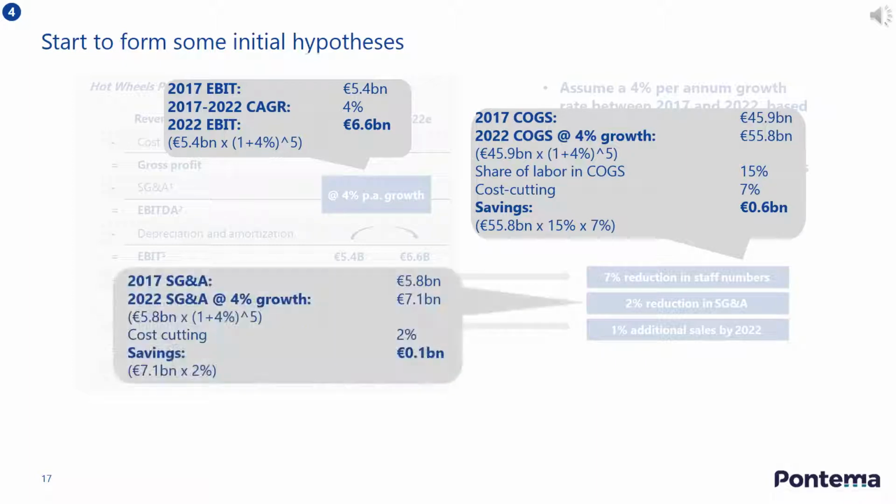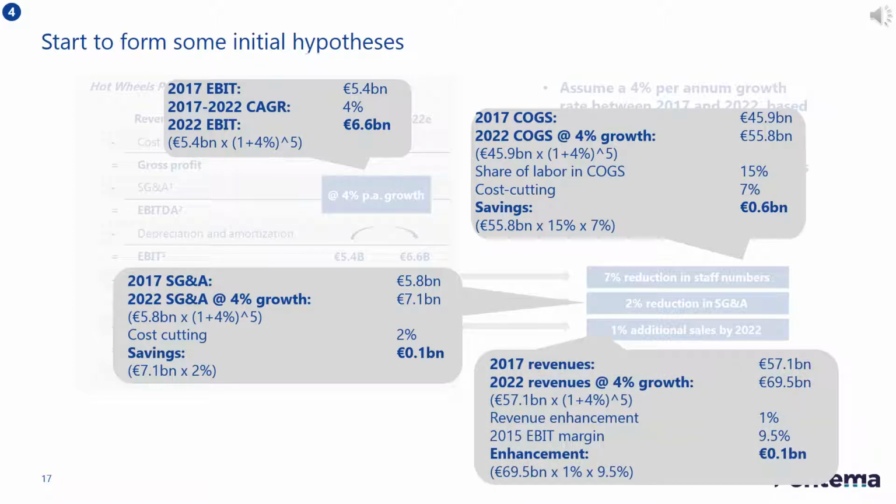To incorporate the operational cost-cutting measures, you need to obtain the sales, general and admin costs, extrapolate out to 2022, and then implement the 2% cost reduction. And finally, to incorporate the 1% additional sales from entering a new market, extrapolate revenues out to 2022, then apply the EBIT margin from the 1% increase in sales.